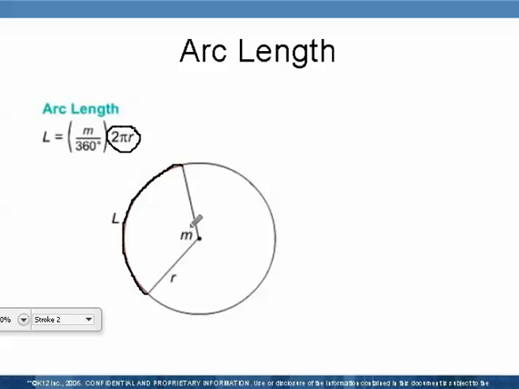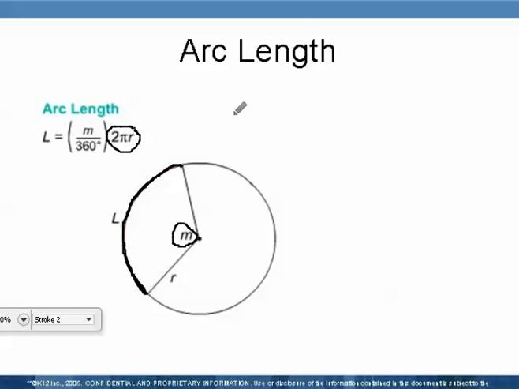times the measure of the angle divided by 360 degrees, because it's some portion of the entire circle. So you're going to take the measure of the angle divided by 360 times 2 pi r. It really is that simple. You take 2 pi r and multiply it times the degree measurement of the angle, divide it by 360 degrees, and you get the length of that arc.